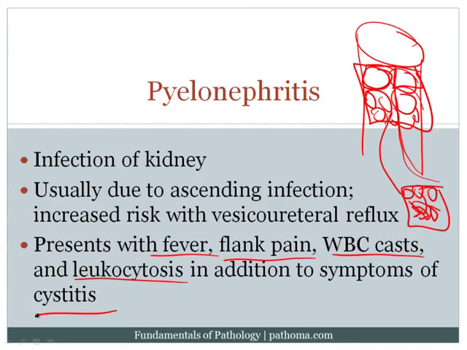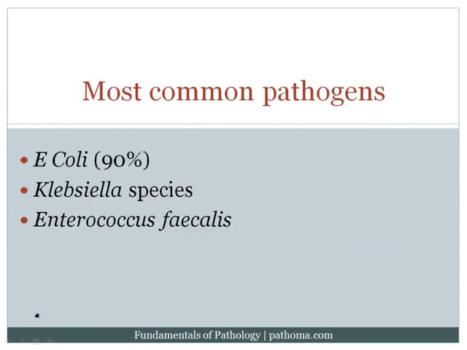And that's an important finding in pyelonephritis. In addition, you'll have symptoms of cystitis as well, and again, that's because the infection usually ascends from the bladder up into the kidney. The most common pathogens for pyelonephritis include E. coli, Klebsiella can also do it, and Enterococcus can also work its way up into the kidney.